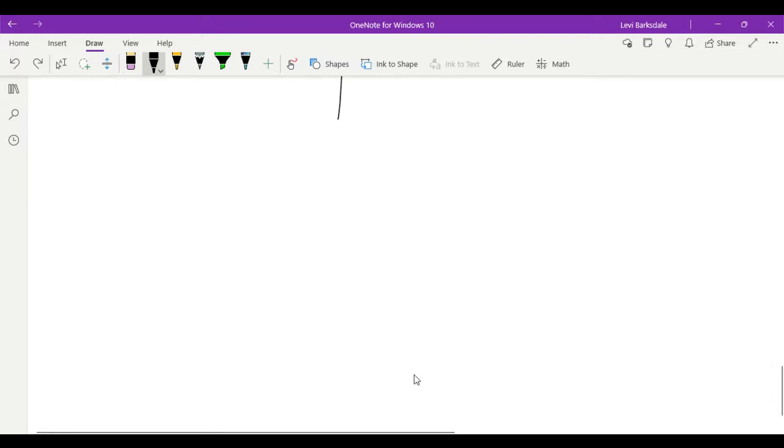Let's talk about how we add vectors. Let's say I have a vector u, and it looks like this. And I also have a vector v, and it looks something like this. Well, we like to add vectors using what's called the tip-to-tail method.